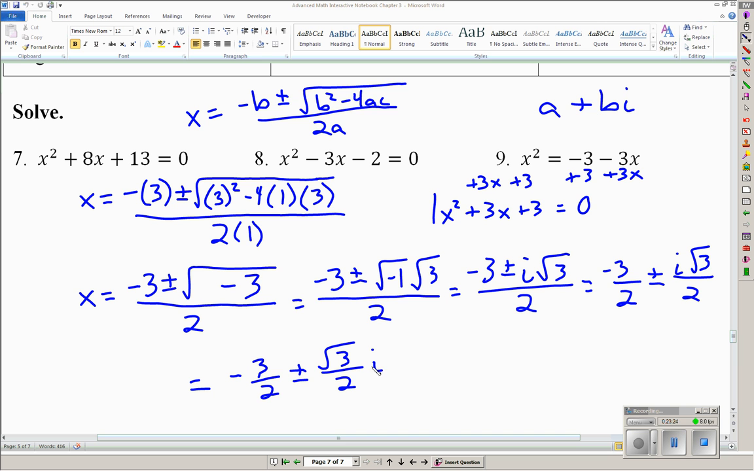And make sure the i is in the middle of the fraction bar like that, because that way it's obvious it's not on either part of the fraction. It's that much times i. So a is your negative 3 halves plus b, that's square root of 3 over 2 i. A plus bi form. Complex solutions have to be written in a plus bi form. So if it can factor, factor it. That's the easiest. If it can't factor, then try the square root property or try the quadratic formula.